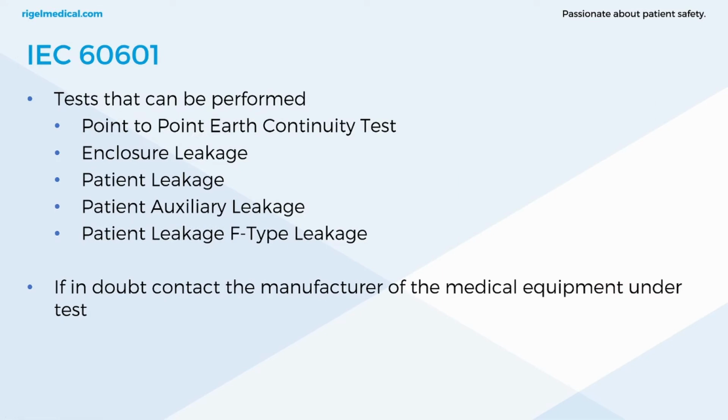So IEC 60601 tests that can be performed: point-to-point earth continuity test, enclosure leakage, patient auxiliary leakage, and patient leakage F-type. If in doubt, or you have no official guidance available, contact the manufacturer of the medical equipment under test.